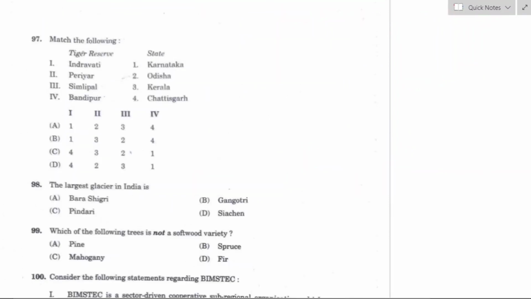Question number 97. Match the following. List 1 is of Tiger Reserve Forest and list 2 is of state where the Tiger Reserve Forest is located. So for Indravati Tiger Reserve Forest is located in Chhattisgarh. So for statement 1 it is 4. For statement 2, Periyar Tiger Reserve Forest is located in Kerala. So it is 3. For statement 3, Simlipal Tiger Reserve Forest is located in Odisha. So it is 2. And for statement 4, Bandipur Tiger Reserve Forest is located in Karnataka. So it is 1. So the correct code is option C.